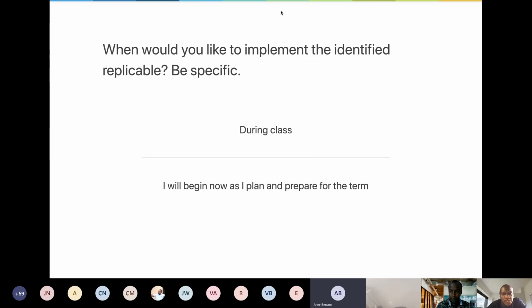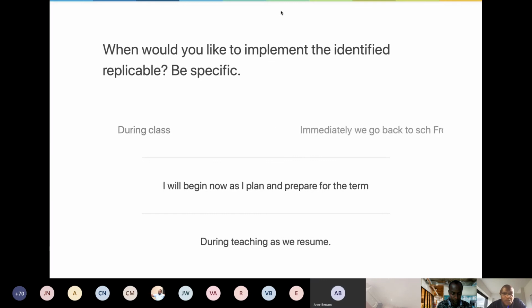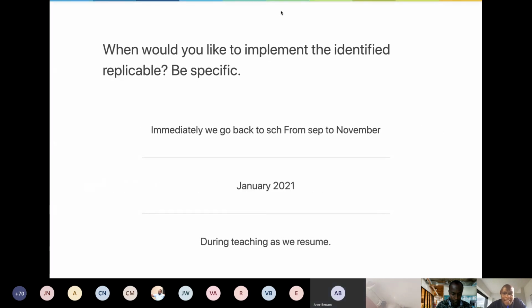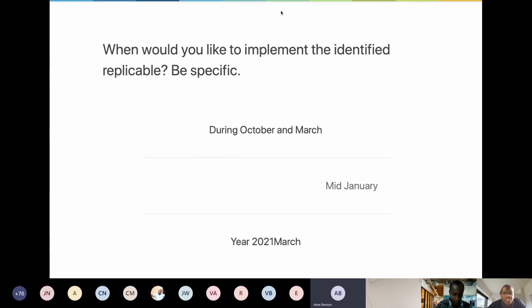I want to see the months of the year, January, February. I want to see dates from September to November. Okay, you are getting a bit specific. January 2021, the whole month. During October to March. For this specific activity you have selected, remember you have many others.